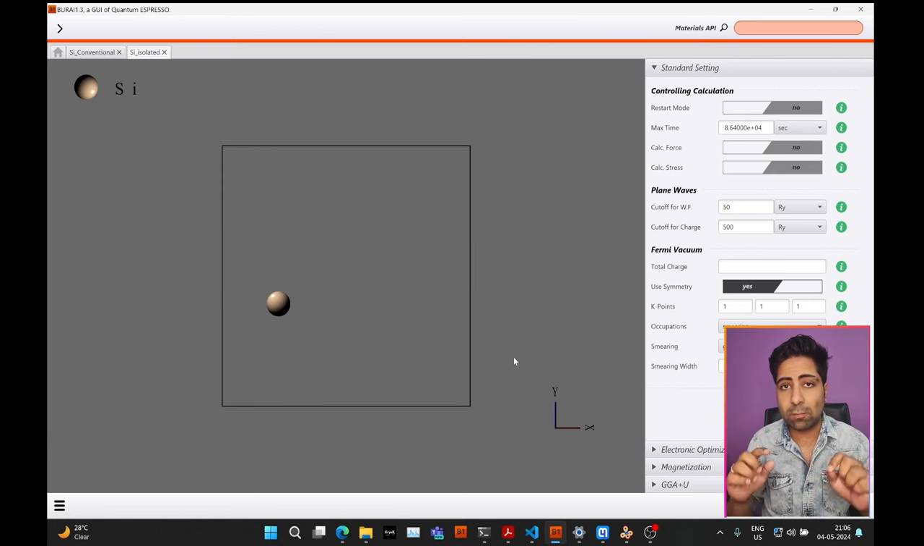Okay, so now comes the most crucial part of this tutorial. Whenever you are running a DFT calculation for an isolated atom using Quantum Espresso, you have to be really careful and know the electronic configuration of this atom.